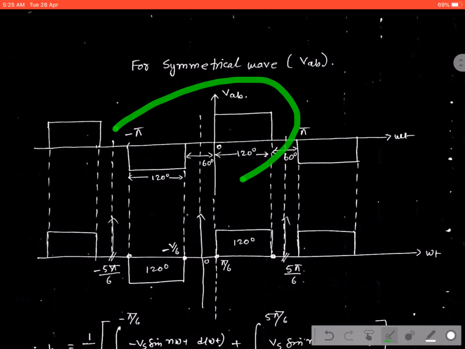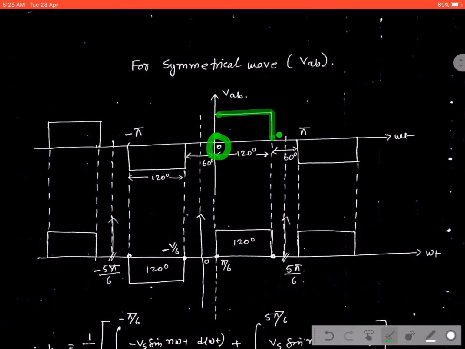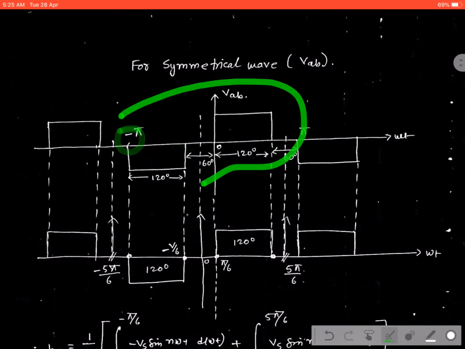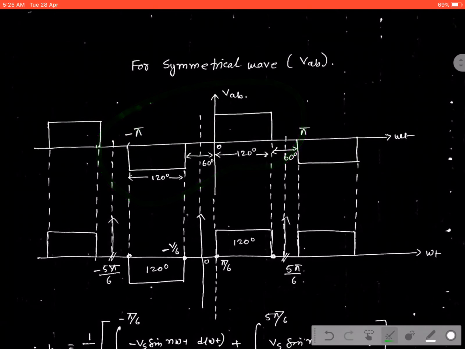In this particular case, this is not symmetrical, because this pulse has started from 0, then 120 degree, but this part started from 60 degree to minus pi. That means we can say this is not symmetrical to each other, so we cannot define by periodic function.